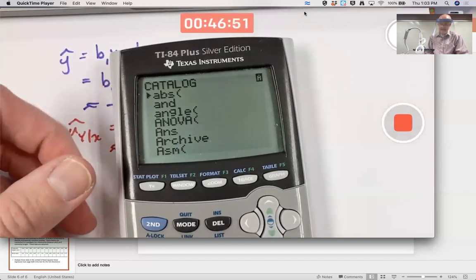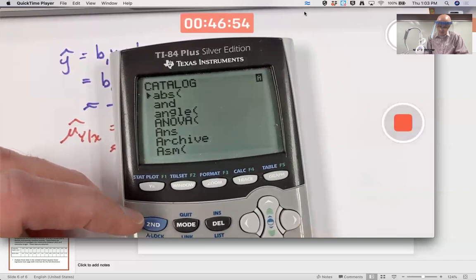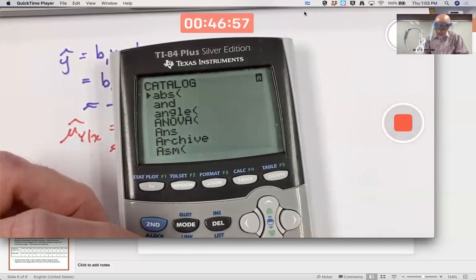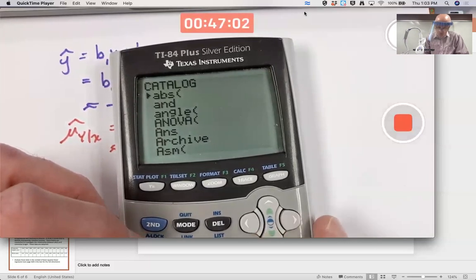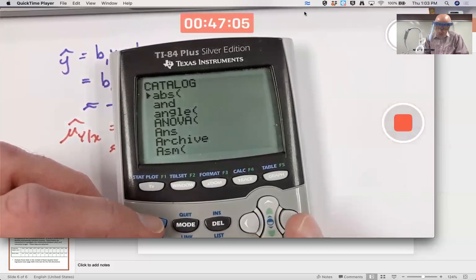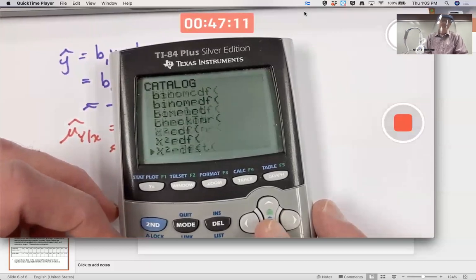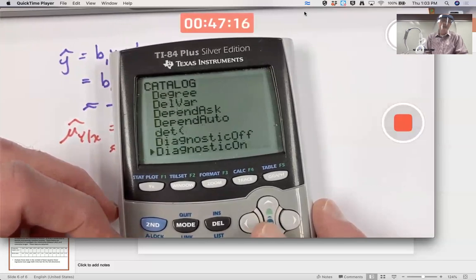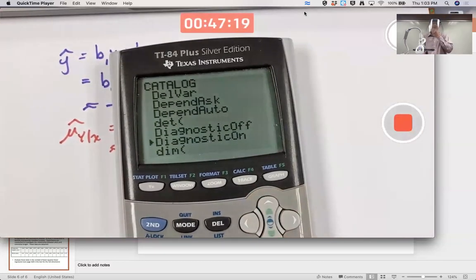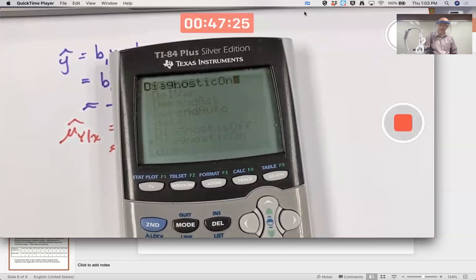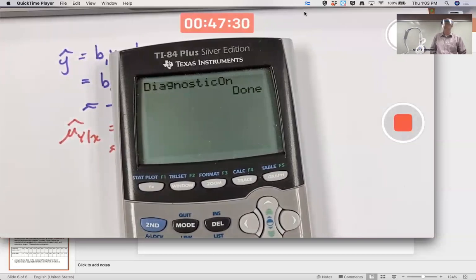You want to go down to the D's, which you can scroll down to, or I think we can also just press the letter D. Oh, no, that didn't work. Did I do it wrong? Okay, I'm scrolling down. Go down to the D's and look for something that says diagnostic on. And then enter it until it says done. Done. Okay. If you do that, then your calculator should give you R squared and R.